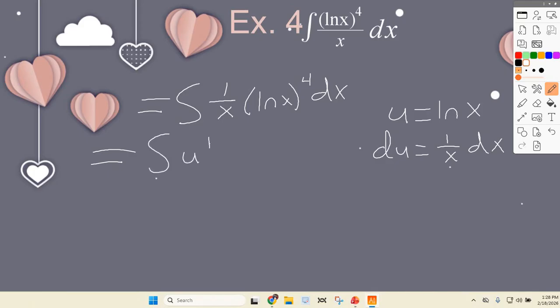So then I just have u to the 4th, and now my 1 over x and my dx are getting scooped up by my du. So then what is the antiderivative of u to the 4th? u to the 5th over 5. Yeah, 1/5 u to the 5th plus C.